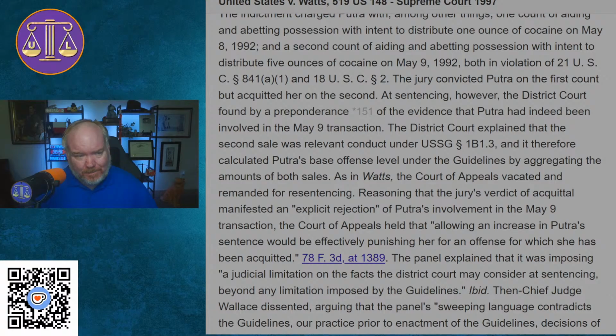We don't find that. You know what the court would like to do? You know what they'd really like to do? We'd really like to use the fact that she possessed 5 ounces in sentencing her on the 1 ounce charge. That's what we'd really like to do. All right, so let's do that.